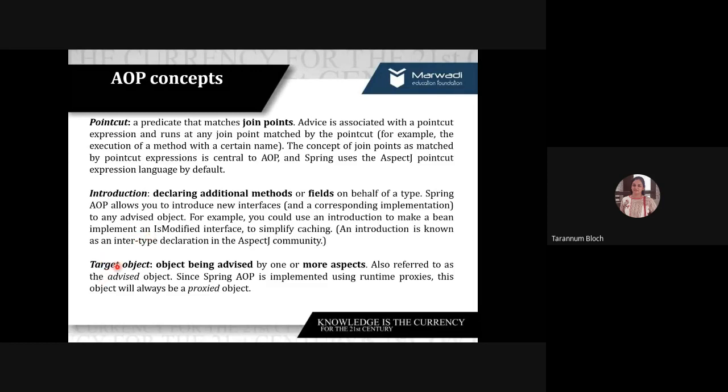As well, we have the target object. The target object is the object being advised by one or more aspects. So if there is an object which is being wired up with many objects, we refer to it as an advised object. I'll show you the entire thing, so don't worry about that. And what is happening when you have a target object? At runtime, the objects will be mapped with each other. And when you are using such runtime mapping or wiring of objects, we call them proxies. So this object will always be treated as a proxy object.